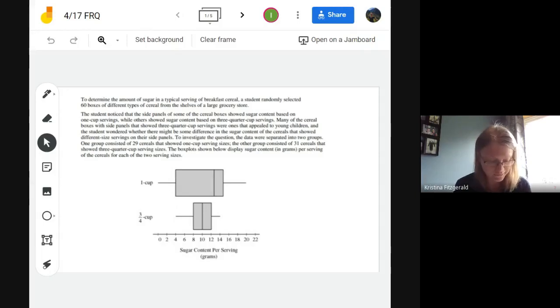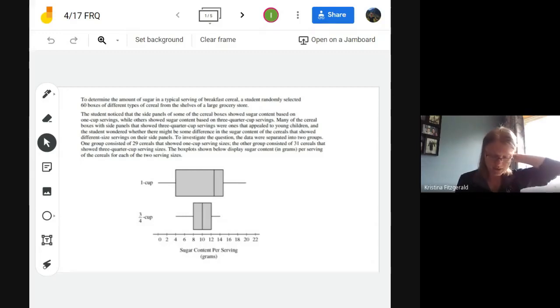Okay, so to determine the amount of sugar in a typical serving of breakfast cereal, a student randomly selected 60 boxes of different types of cereal from the shelves of a large grocery store. The student noticed that the side panels of some of the cereal boxes showed sugar content based on 1 cup servings, while others showed it based on 3/4 cup servings. Many of the cereal boxes with side panels that showed 3/4 cup servings were ones that appealed to young children, and the student wondered whether there might be some difference in the sugar content of the cereals that showed a different serving size on their side panel.